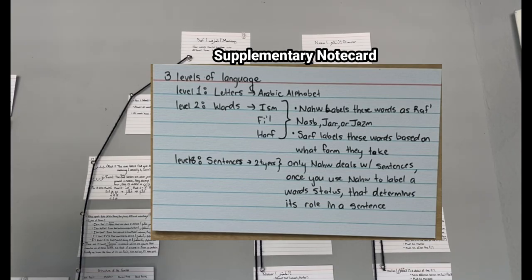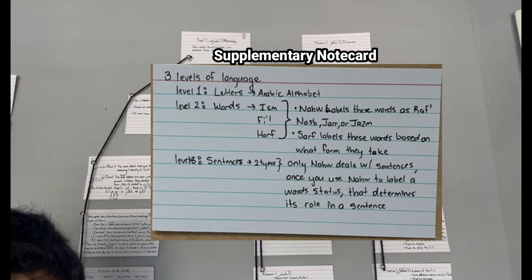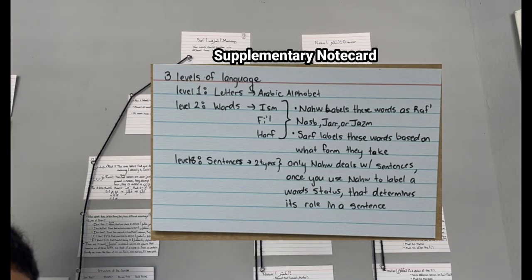And then you have words. Words are ism, fi'l, and harf. And then you have sentences. You use those isms and fi'ls and harf and you combine them all and you make sentences. Now, Ṣarf doesn't deal with sentences. It only deals with words. So it only deals with isms, fi'l, and harf.